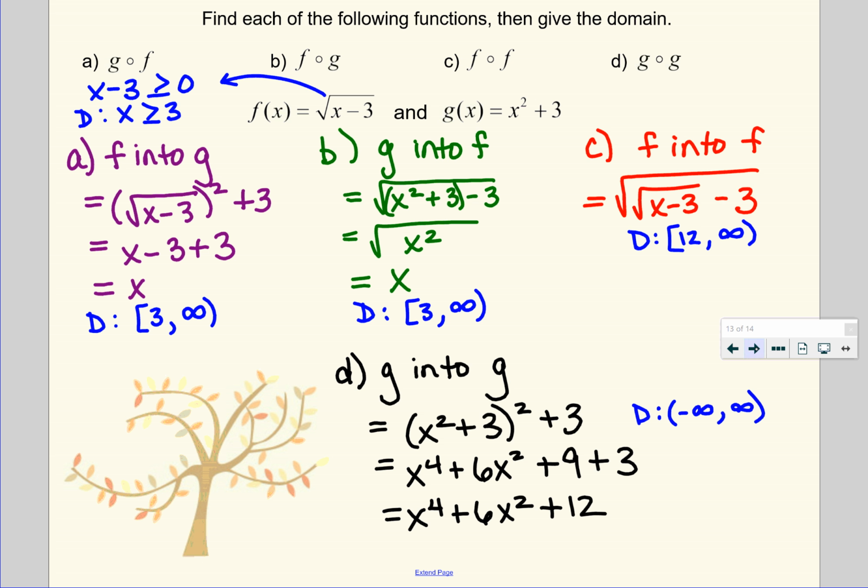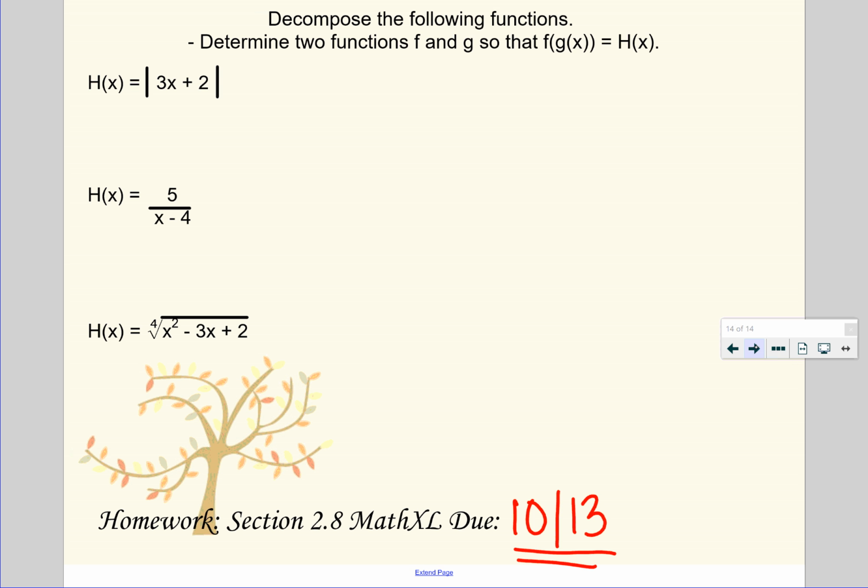Okay. Last slide on your paper is what we call decomposing functions. Now, when you guys do these in MathXL, one of the answers will be given to you and you'll just be finding the other one. How they're written right now, there's going to be lots of possible answers. When we decompose a function, we're looking for, this is the answer. This is what we got after one function was plugged into another. When we're decomposing, we're looking for what were those two original functions. What could I plug into what to get this as an answer?